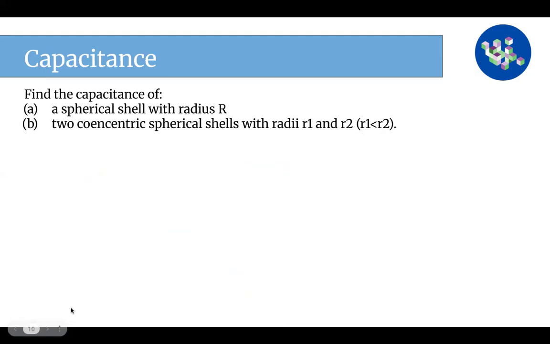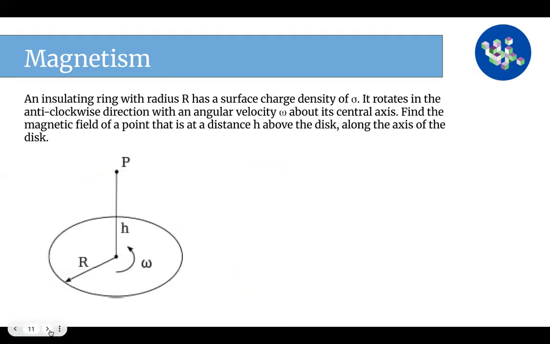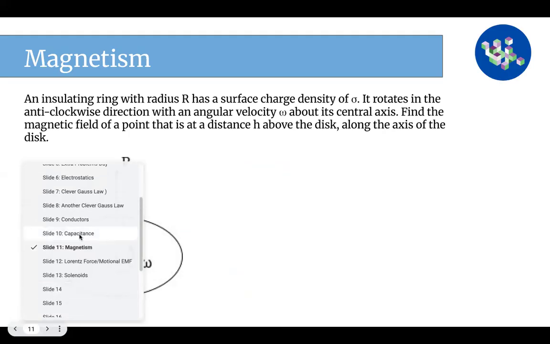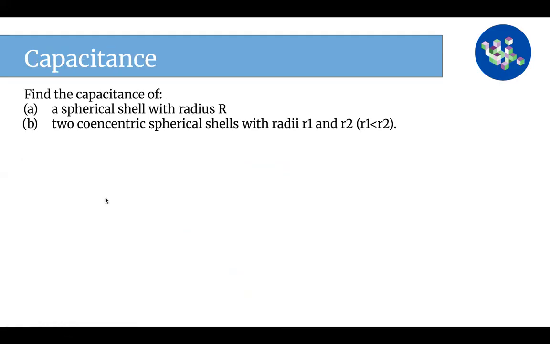All right, capacitors. Let's do this problem. Find the capacitance of a spherical shell with radius r and two concentric spherical shells with radii r1 and r2. If you do not remember, we define capacitance of some conductor to be the charge of the conductor divided by the potential of the conductor, or the potential difference between two conductors.